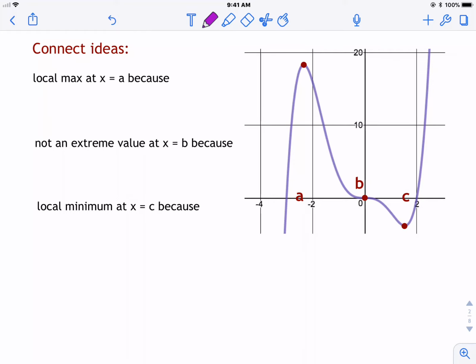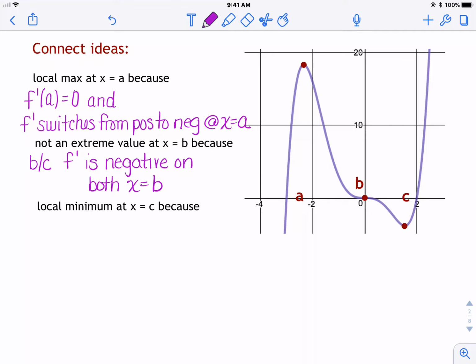How could we explain that there is no extreme value at b? We could start by saying that we do recognize it is a critical point, and that might be why somebody thinks it could be an extreme value, but it can't be because, a little shorthand here, while f prime is 0 there, f prime is negative before and after. It's negative on both sides of x equals b. And therefore, we're decreasing. The function f is decreasing to get to b, and it's decreasing afterwards. So it doesn't change signs at b.